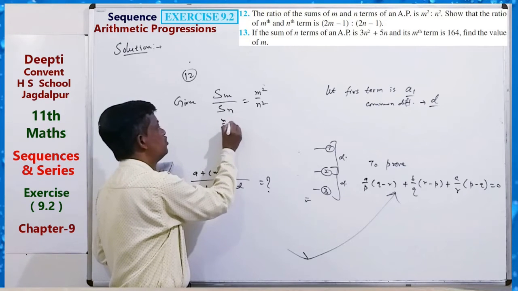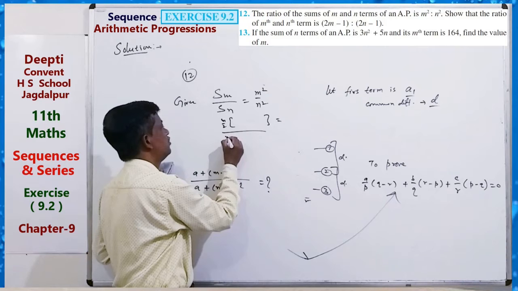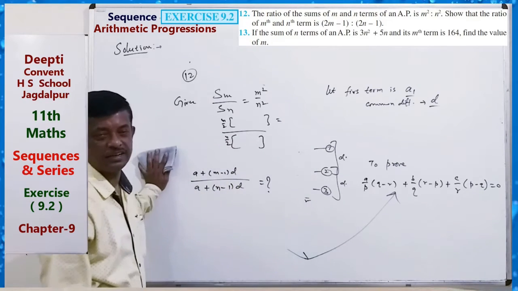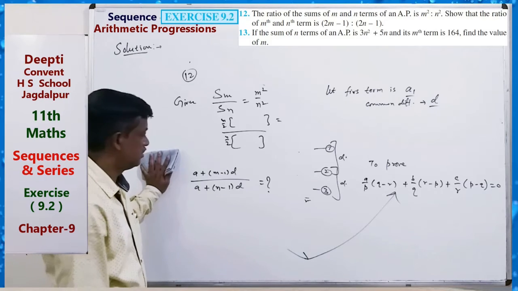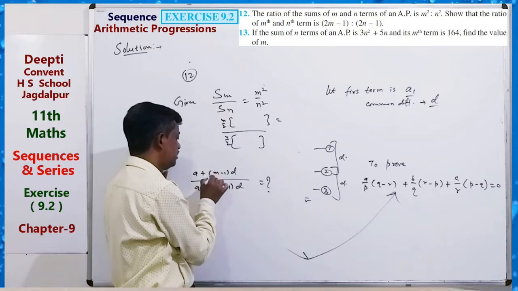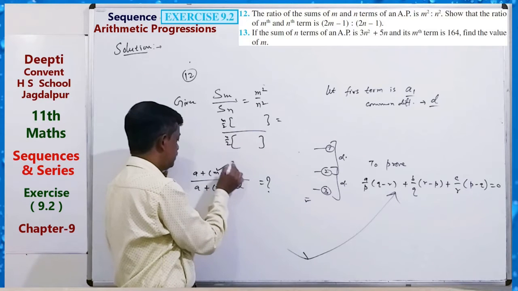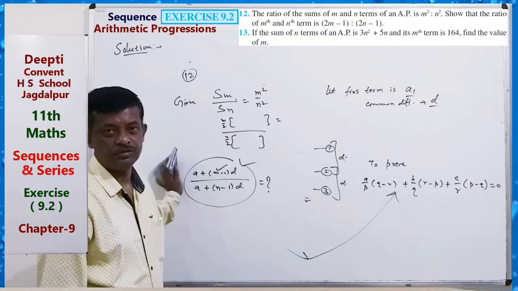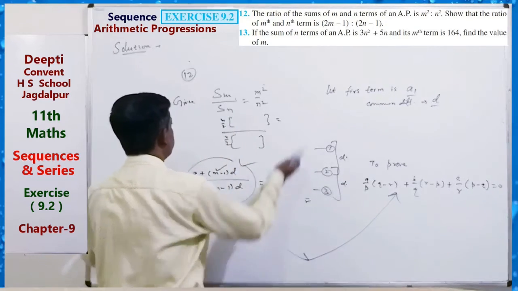What? M by 2 and n by 2. From here we can get, after substituting, and then we can get the value of this. So do it as question 9.